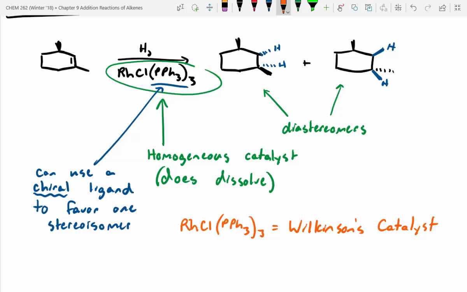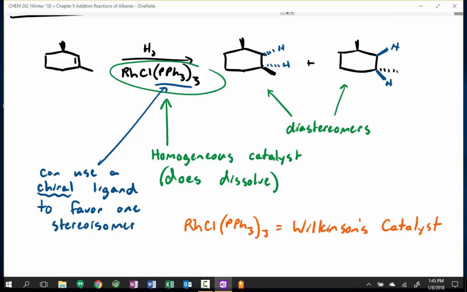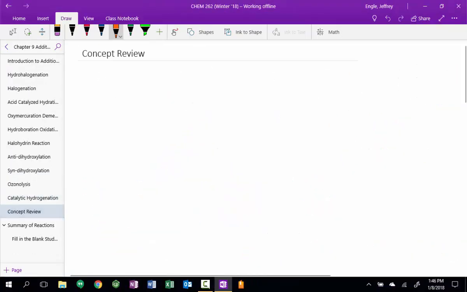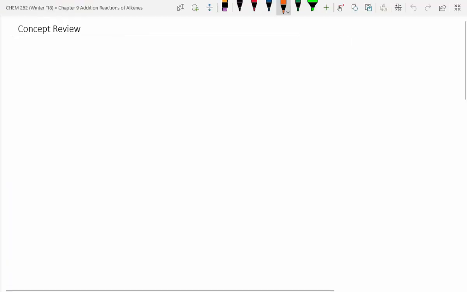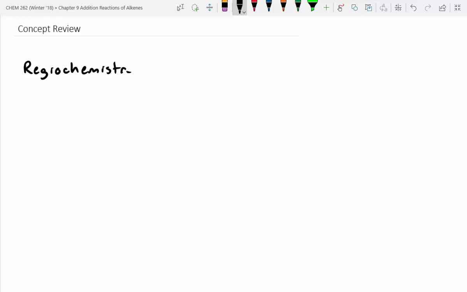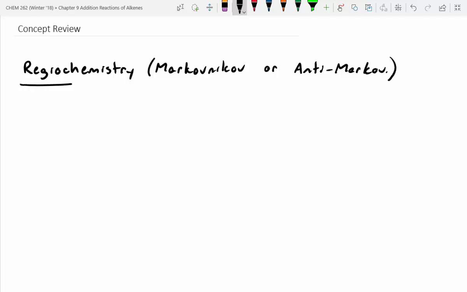All right, this chapter is pretty dense, so at the end of the chapter, I'd like to do a concept review where we kind of link everything back together. And the first thing I'd like to focus on is the regiochemistry of the various reactions we've learned. And really what I mean by this is whether or not the reaction is Markovnikov or anti-Markovnikov. And I'm just going to abbreviate it.